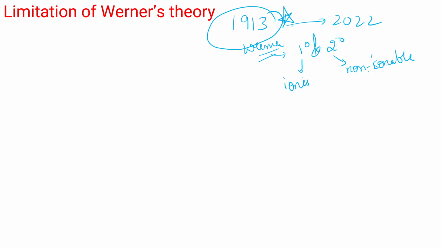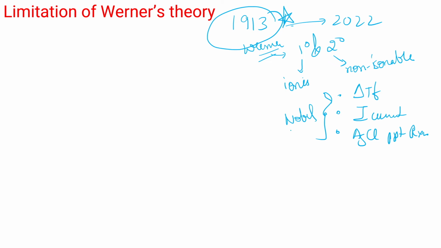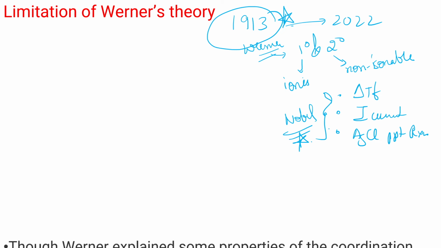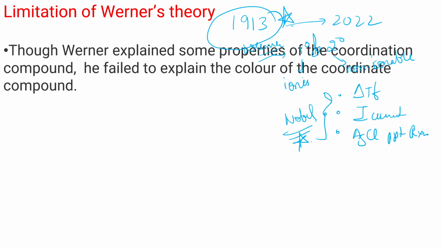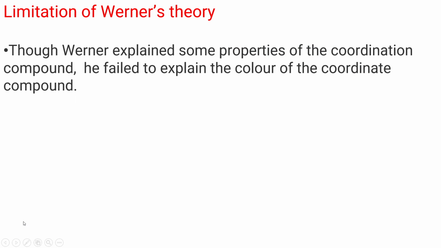Okay, so he gave this theory and provided evidence by depression in freezing point, delta Tf, electrical conductance measurement, current measurement, and silver chloride precipitate reaction. He provided the evidence and won a Nobel Prize. He is considered the father of coordination chemistry. But his theory again consists of some errors, which were the limitations, and it was further modified by other theories we'll discuss in the next video most probably.